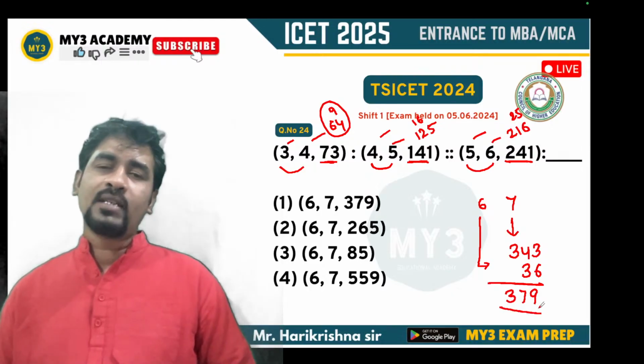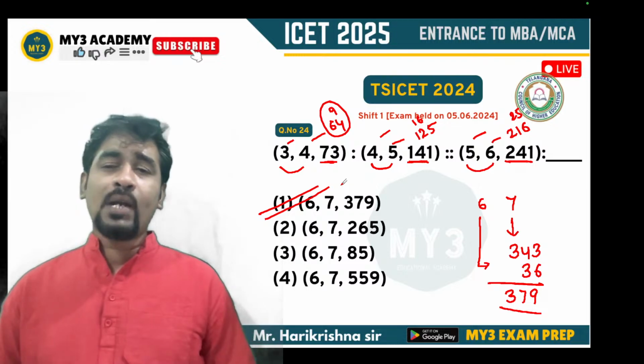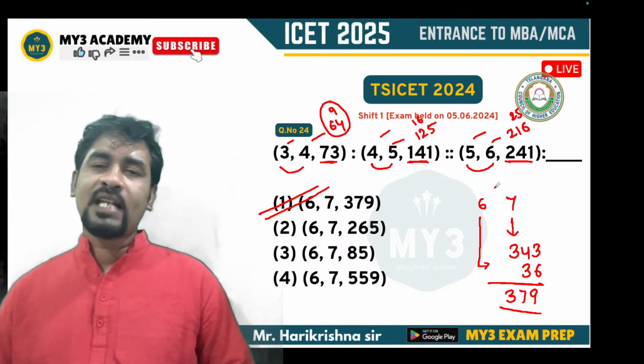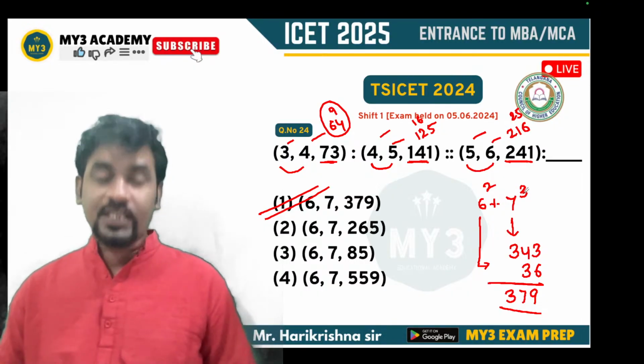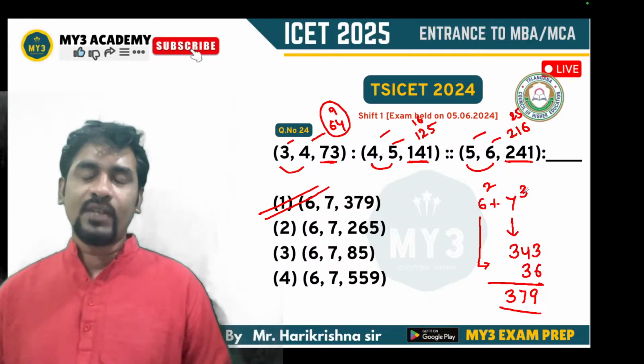What is the sum of these numbers? The sum of these numbers is 379. So the answer must be 6 square plus 7 cube. So 6 square plus 7 cube is giving a result of 379, which is available as option 1. Mark it as an answer choice. Hope everyone is clear with this.